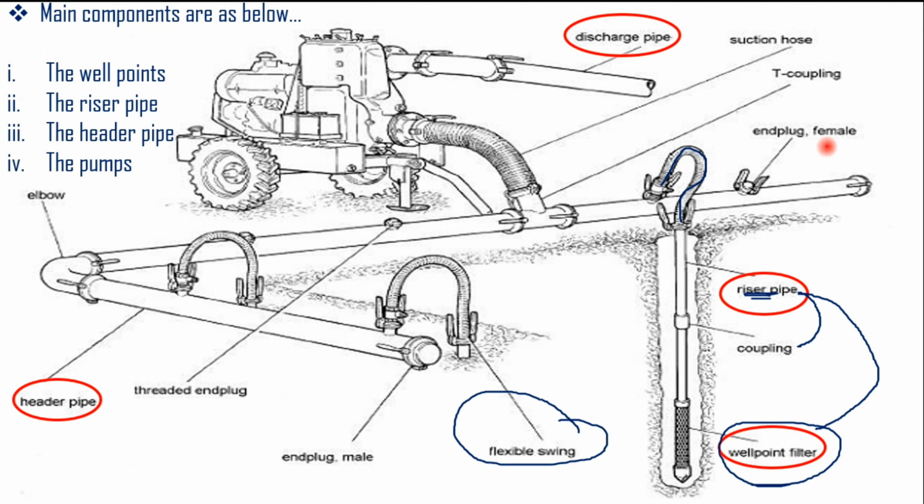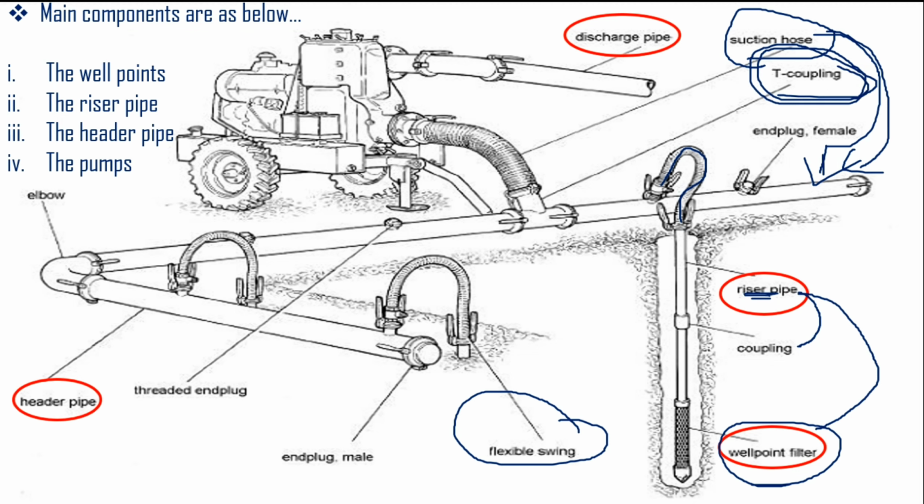That swing is connected with my header pipe. The header pipe is connected with my suction hose, and the suction hose and the header pipe are connected with the help of a T coupling. And then after, the entire process is connected with my pump, with my generator or with my motor, and at last the entire process is completed with the installation of the discharge pipe. Clear? So this is the installation process, or the working sequence, of any well point system.